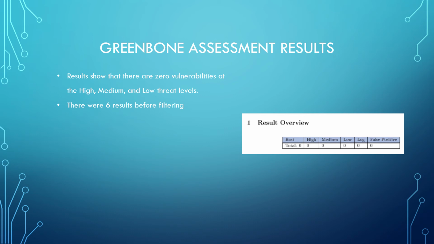The last tool that was used to assess the security of Robert Fowler's servers was the Greenbone vulnerability assessment tool. What this tool does for us is scan both the Windows and the Linux boxes and report back any vulnerabilities that it finds on the servers.